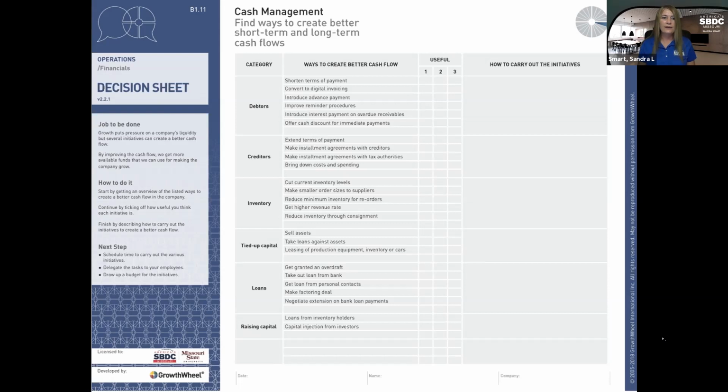rating those. Is it very applicable? Yes, that's something that would provide a great benefit right now. Mark it as a 1. Might be applicable to my business. Mark it as a 3. If it's not applicable, don't include it on there.